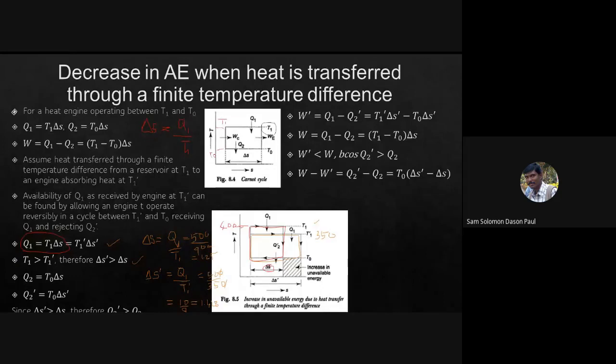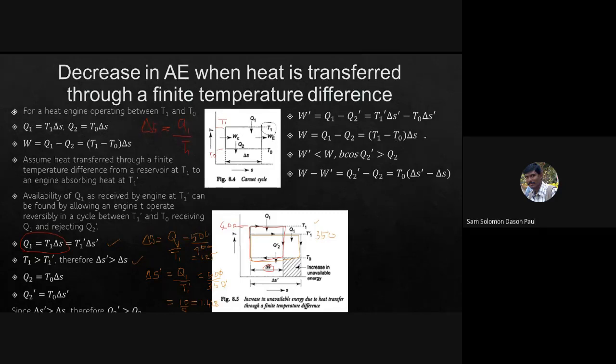So your W dash is Q1 minus Q2 dash. Q1 is the heat supplied, and Q2 dash is the amount of heat rejected, which takes place in the second cycle. So W dash is Q1 minus Q2 dash. W dash is the amount of work done in the second engine between T1 dash and T naught. W is the amount of work done in the first engine, Q1 minus Q2.